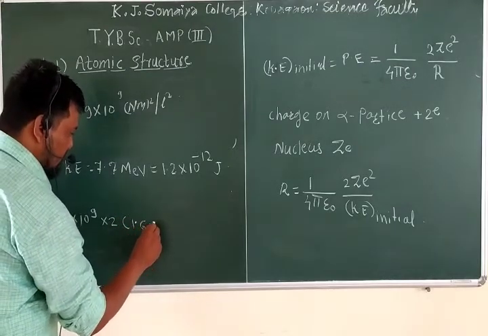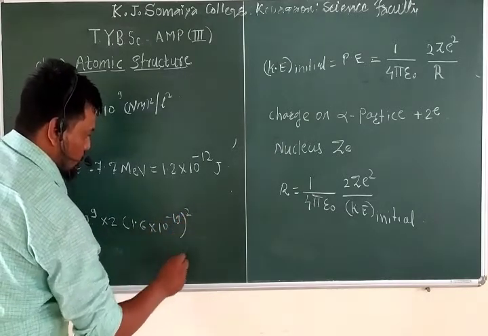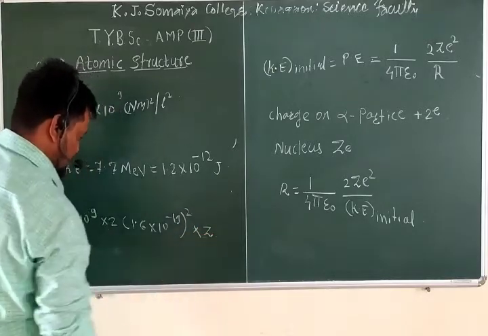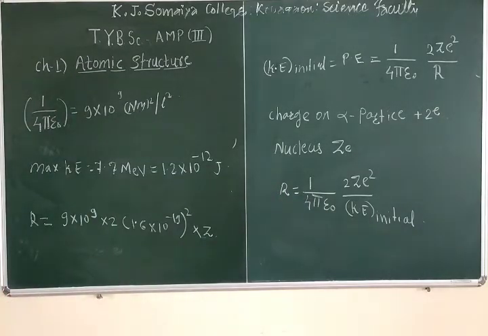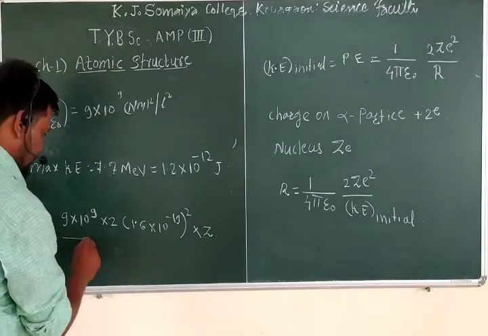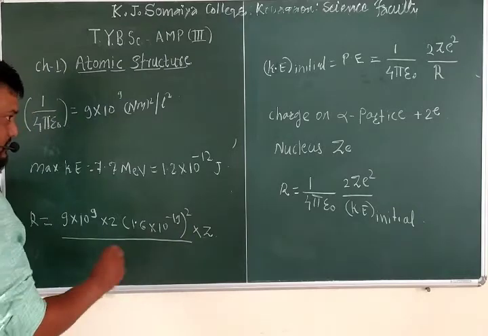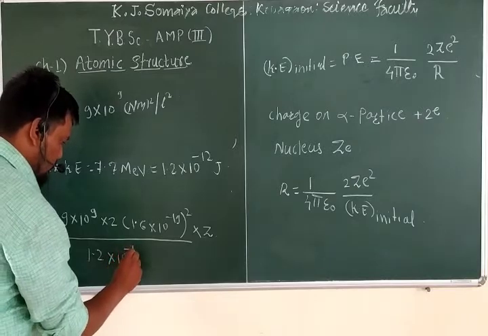So that is (1.6 × 10^-19)² × Z. This Z remains, because it depends on which type of atom or element you use. Here we use gold foil, but you could use silver or platinum, something like that. So that's why Z remains there, and we divide by the initial kinetic energy, which is 1.2 × 10^-12 joule.